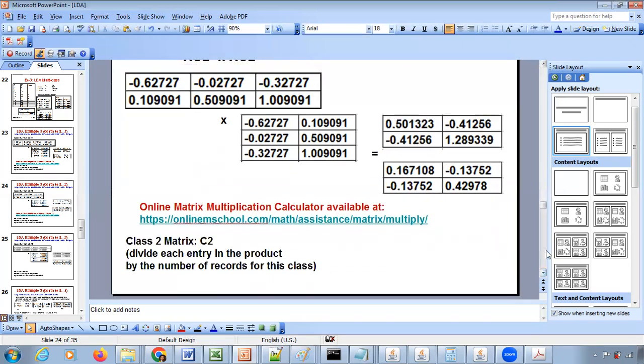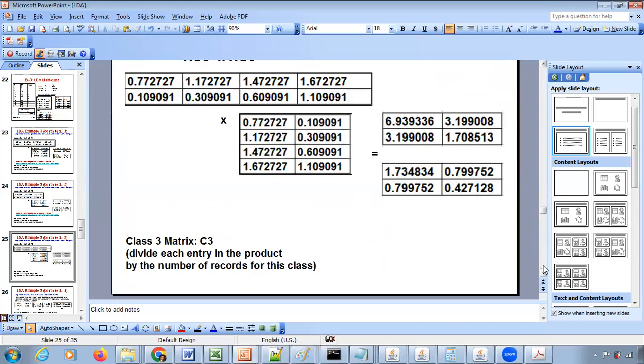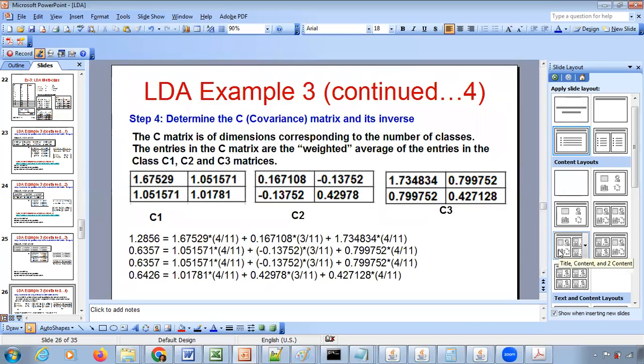You have 4 records there. So divide each entry by 4, you get this. And then you have to do a weighted average. So here's where to be careful because you don't have an equal number across the classes. So these are the 3 matrices for each class.